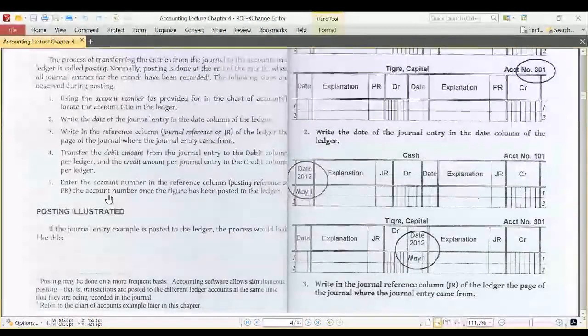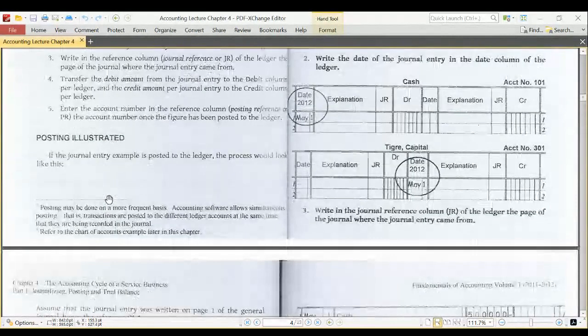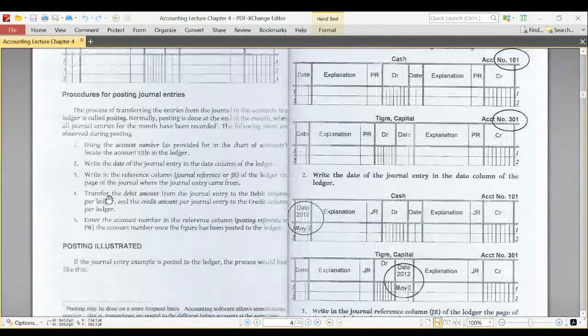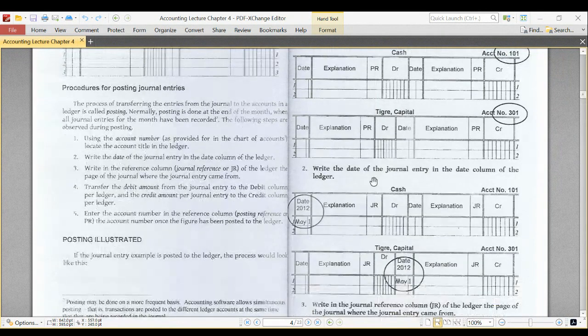We will illustrate daw. Di ba kanina meron tayo debit cash and then credit capital. Diba? Kasi nag-invest si Mr. Tiger. So, ano mangyayari dito? E di ito, yung dalawang ledger ang gagamitin natin. You have ledger for cash, ledger for capital. So, you write first the date. O, dalawang ledger ha. Kanina sa journal, isang book lang.